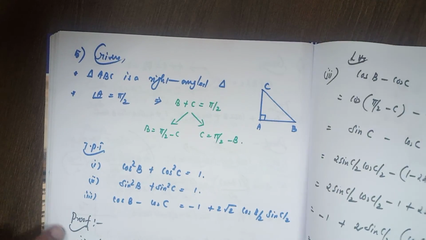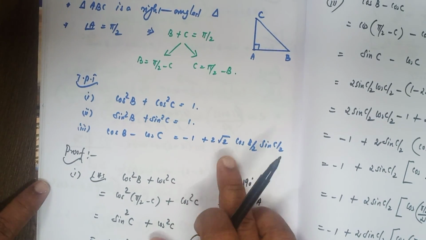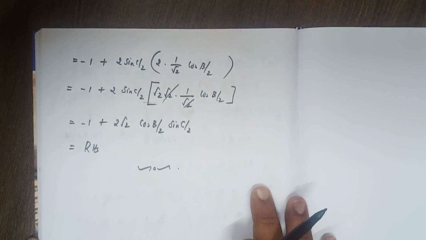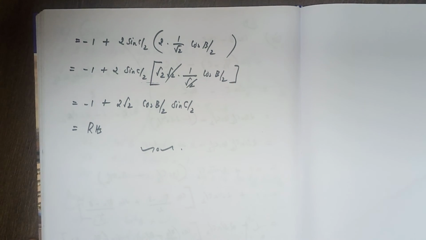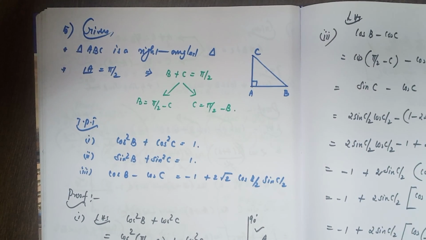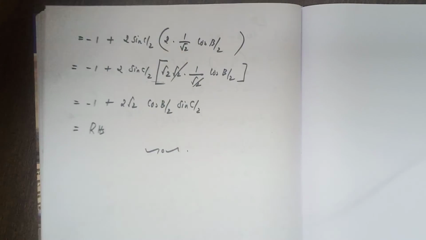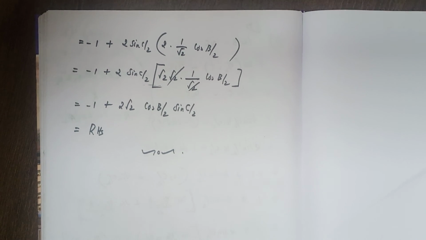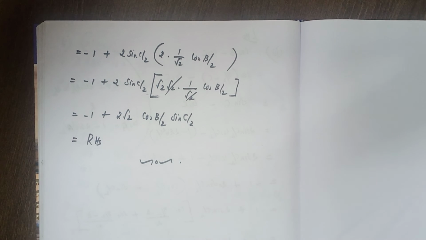Look at the RHS. We have minus 1 plus 2 root 2 cos b by 2 sin c by 2. It is proved. So subdivision number 3 is also over. So question number 5 is completed. Exercise 3.7 is over. Thank you, children.